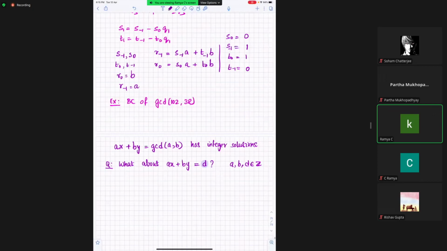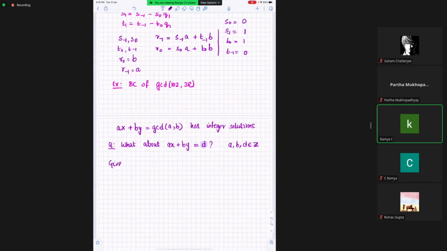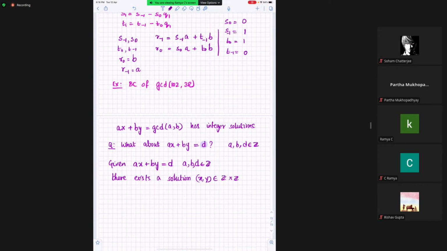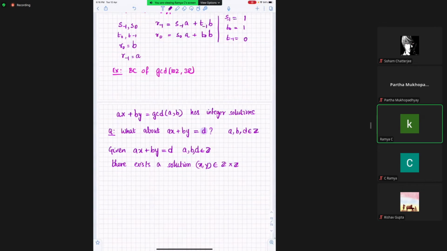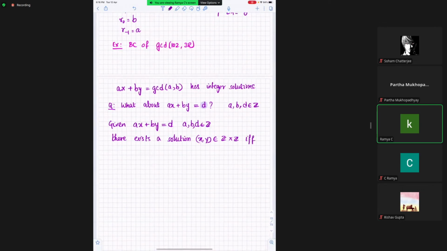So given an equation ax plus by equals c, with a, b, c integers, there exists a solution if and only if the GCD of a and b divides c. Okay, we used D for GCD, so I will use C here.